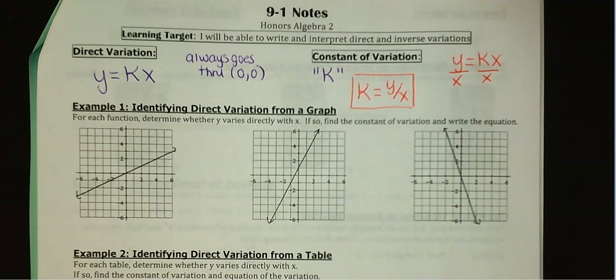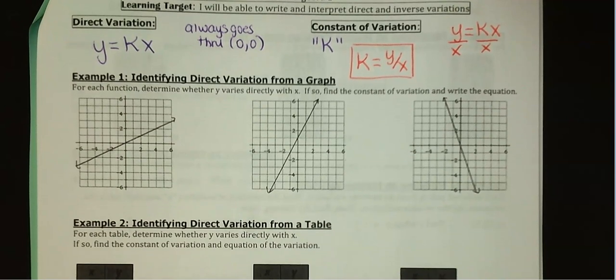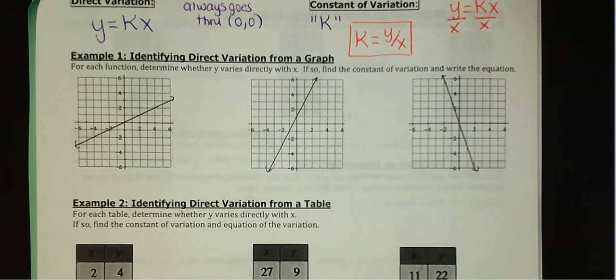So that's going to be our first example here. I'm just going to give you 3 graphs, and we're just going to say yes or no. Is this a direct variation? And if we think it is, then we're going to write down the k value and the equation. Let me grab a highlighter.